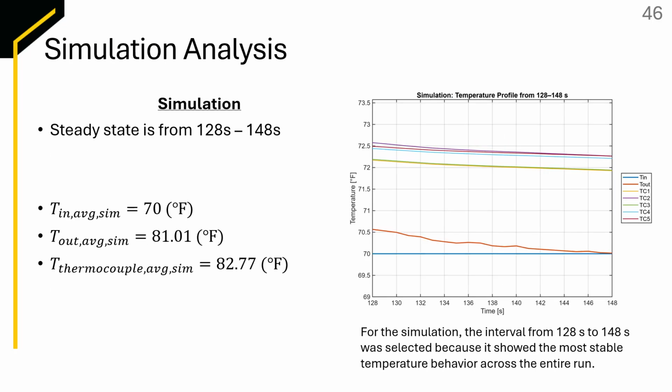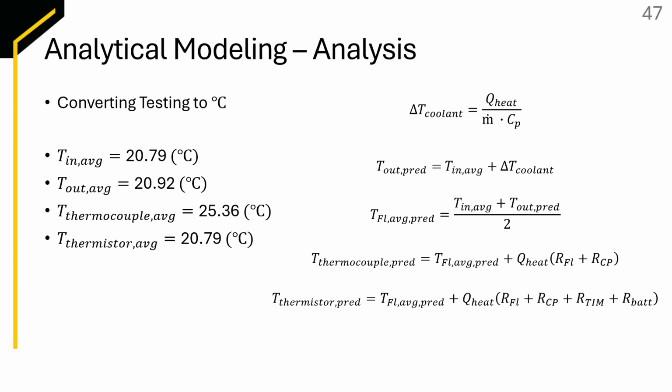Did the same thing for simulations, but instead chose the intervals from 128 seconds to 148 seconds, giving us an inlet average of 70 Fahrenheit, outlet of 81.01 Fahrenheit, and thermocouple of 82.77 Fahrenheit. To calculate the predictions, I had to convert the temperatures to Celsius and go from there. First, you calculate the change in temperature of the coolant by using the heat from the batteries over the mass flow rate and specific heat of water.